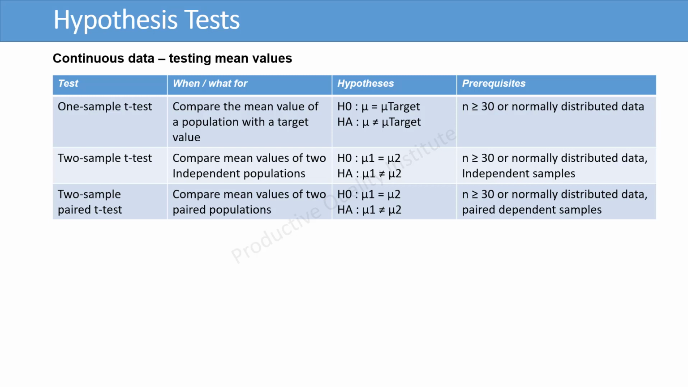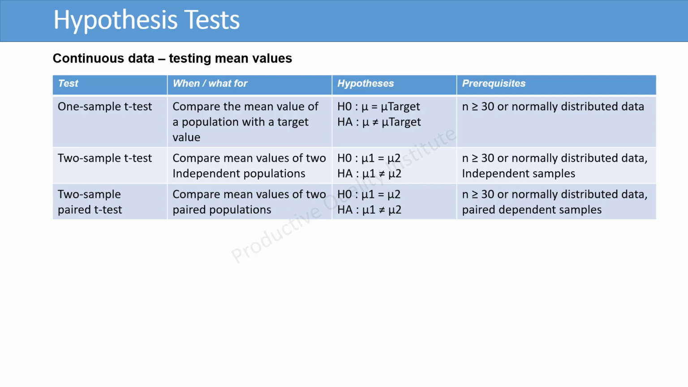Second, two-sample t-test. Compare mean values of 2 independent populations. Null hypothesis, mu1 is equal to mu2. Alternative hypothesis, mu1 is not equal to mu2. N is greater than or equal to 30, or normally distributed data, and independent samples.